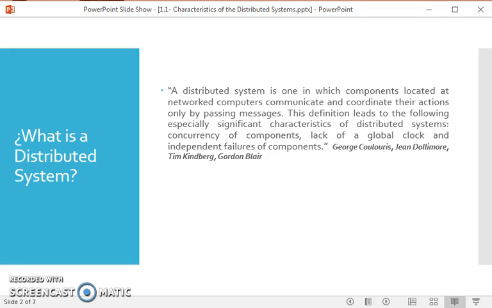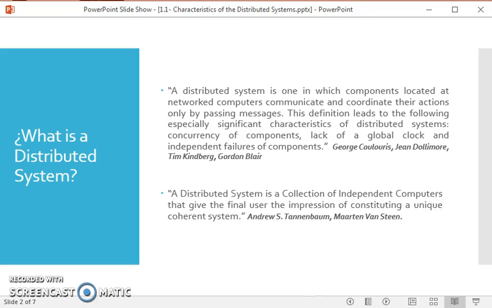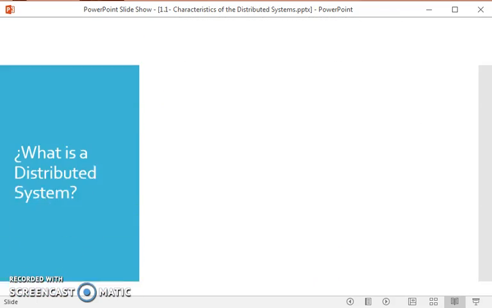Then there's a second definition I like very much. It comes from Andrew Tanenbaum and Maarten van Steen. They say a distributed system is a collection of independent computers that give the final user the impression of constituting a unique coherent system. Again, the key words here are independent computers that give the final impression of constituting a unique coherent system. We are talking about several different computers that work together in order to provide a function to an end user. Let's look at an example.